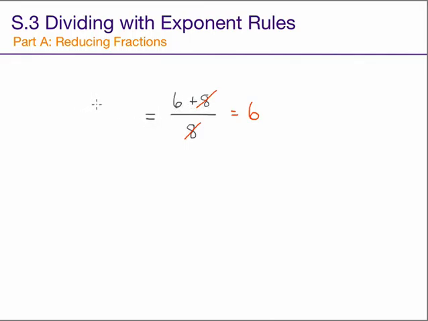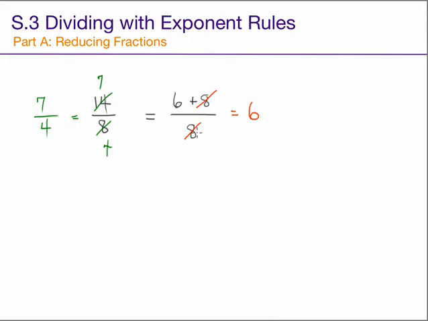6 plus 8 is 14. And the denominator here is 8. What goes into both 14 and 8? 2 does. 2 goes into 14 7 times. 2 goes into 8 4 times. The real answer to this problem, this fraction in its simplified form, is 7 over 4. That's very different from 6.